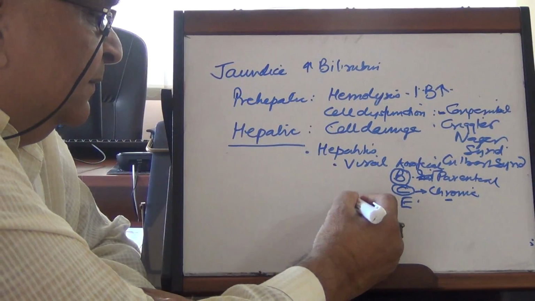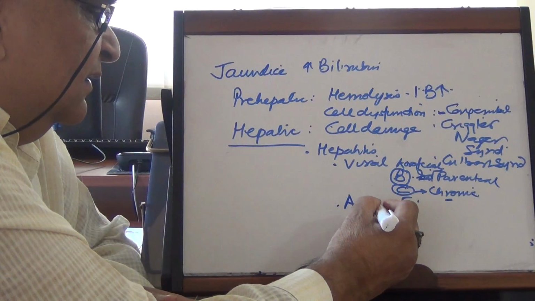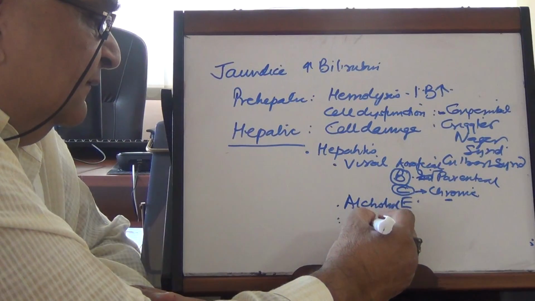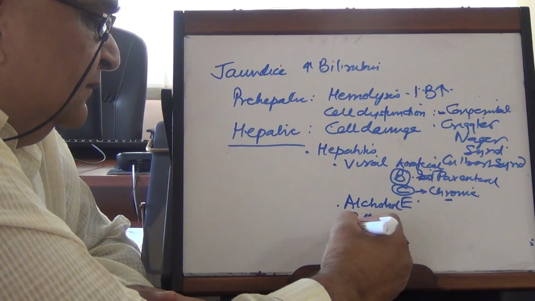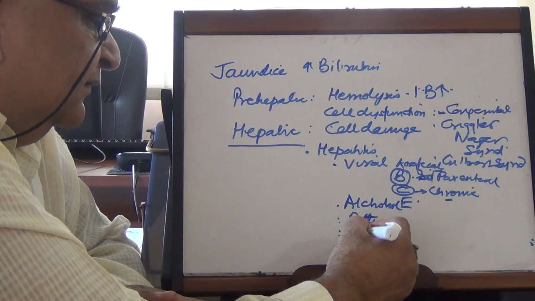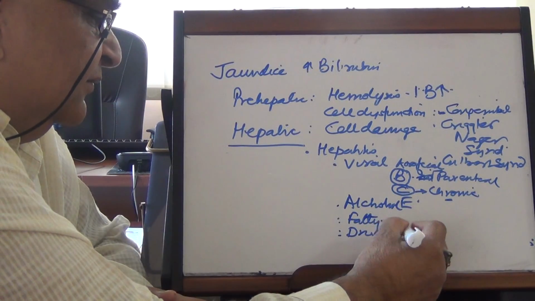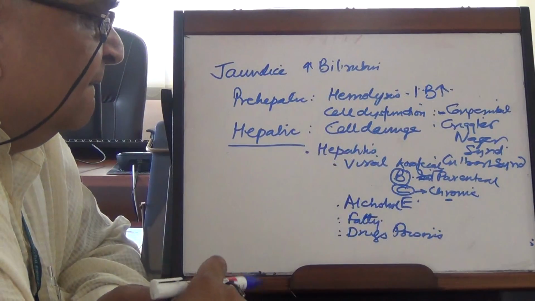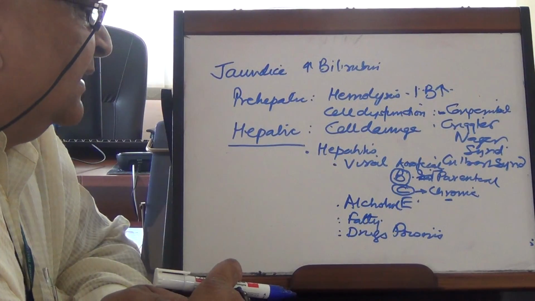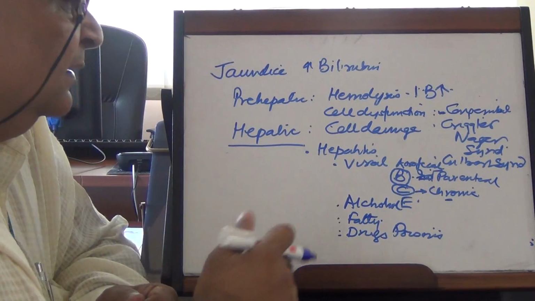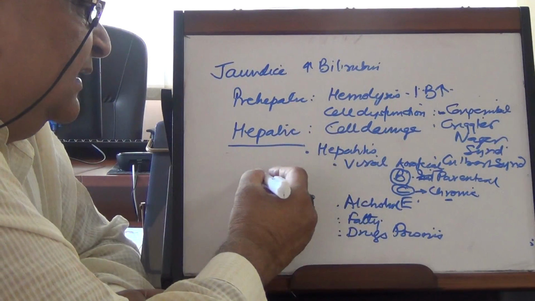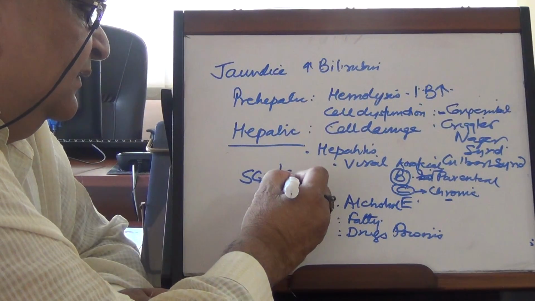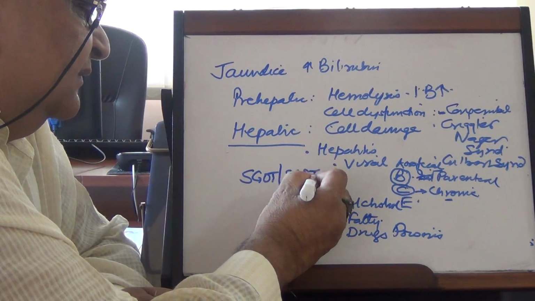Viral is one, alcohol is the other, and fatty liver is the third, and drugs and poisons are the fourth reasons why the liver cell can be damaged, and the damaged liver cell can cause increase in the enzyme SGOT and SGPT.